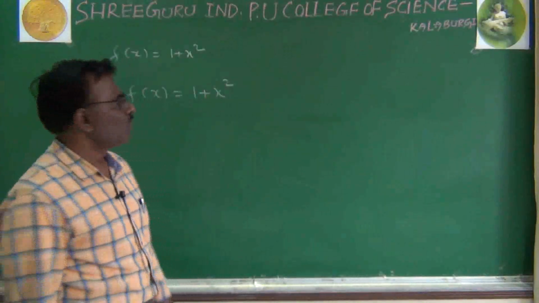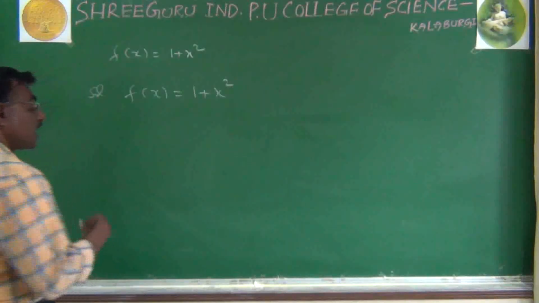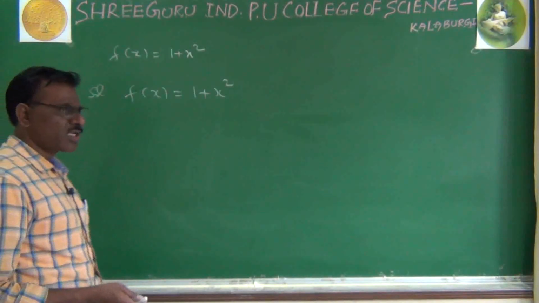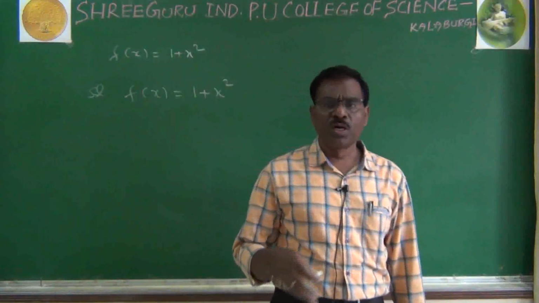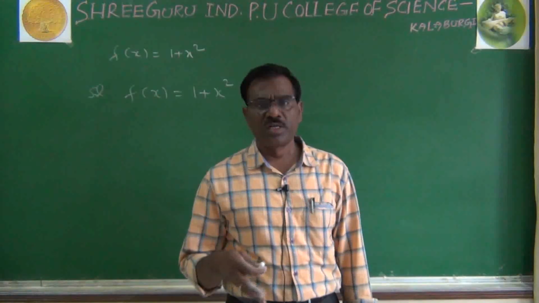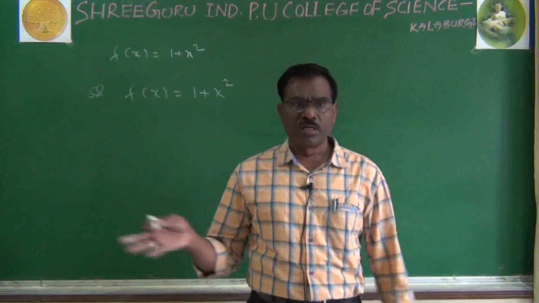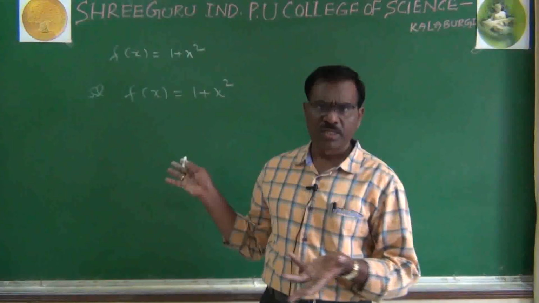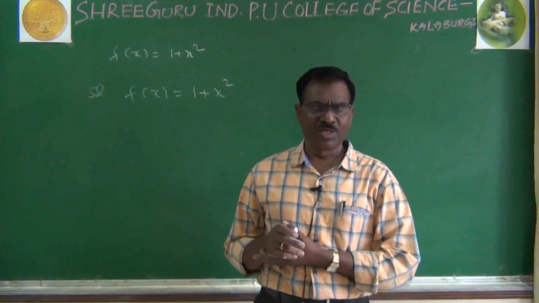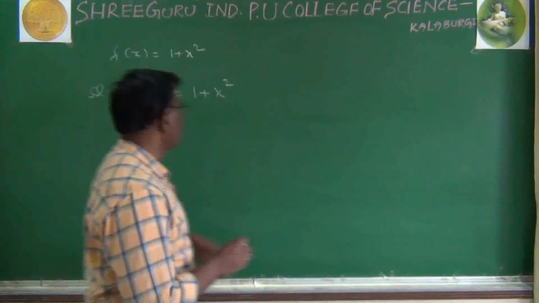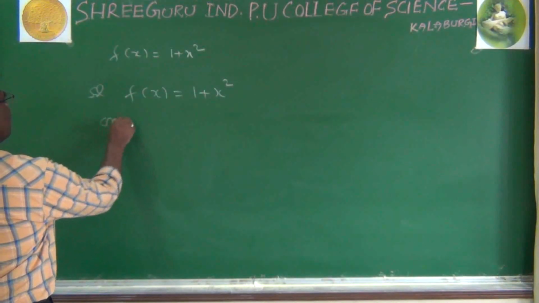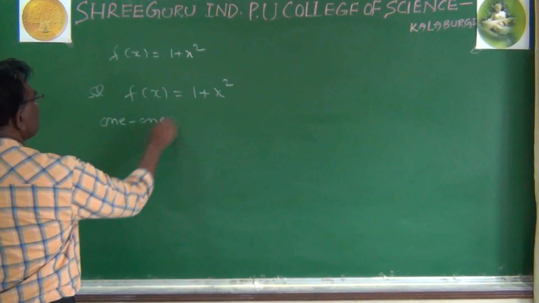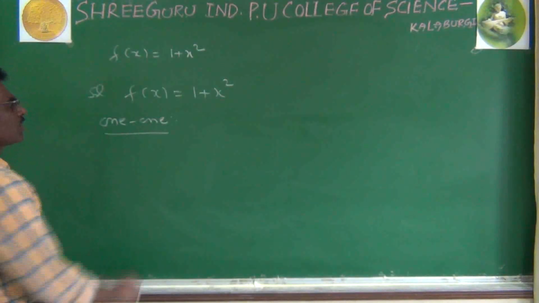Maybe it is not one-one, but you have to give an example. Simple: students take x1 comma x2 belonging to the domain. F of x1 equal to f of x2 will give x1 equal to plus or minus x2. Okay. So is it one-one? This is the one-one check.